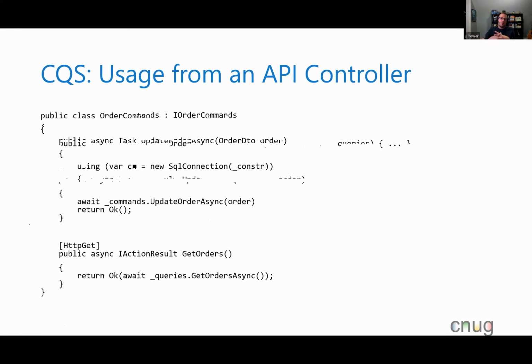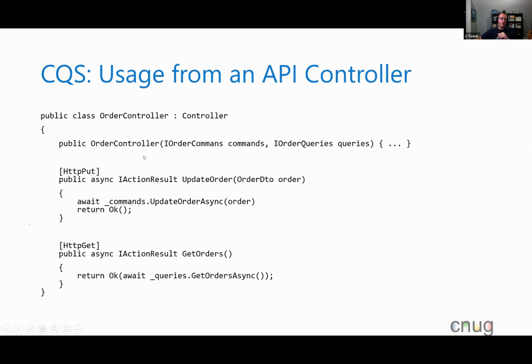All right, so how would you bring that all together? Well, because we were using good dependency injection on all of those classes, there's supposed to be a D right here. So I've got my order commands interface and my order queries interface, and I'm injecting them here into a MVC or web API controller in my application.